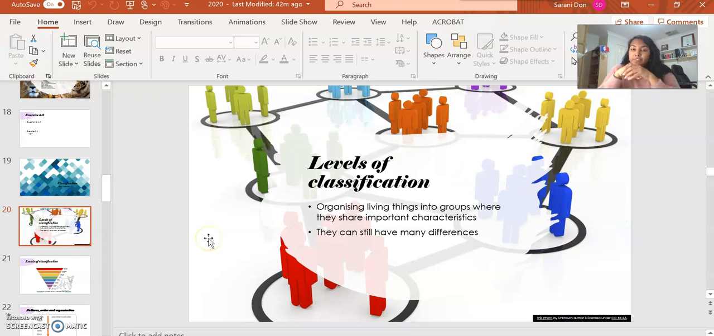Levels of classification is organizing living things into groups where they share important characteristics. They can still have many differences. Even though they belong to the same group, there are also differences amongst them. I'm pretty sure last lesson we talked about how there were animals that belong to the Panthera genus, but we knew for a fact they were different animals, but there are similarities between them.